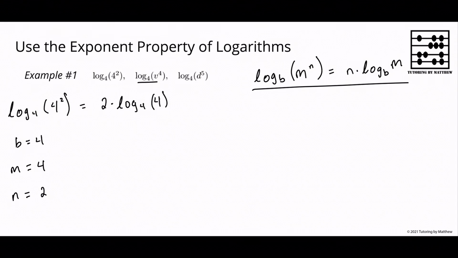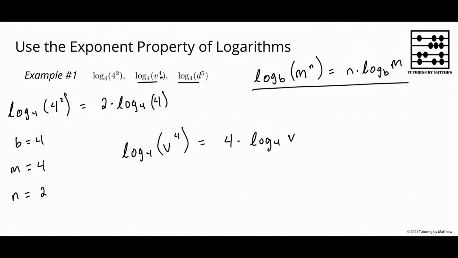The second example, log base 4 again, of v to the 4th is how we say that. And we have, again, b is 4, the base, and it's v to the 4th. So you can use these letters if you want, but I'm just going to bring down the 4. That's what we know to do. The n comes down in front. In this case, the 4 in v to the 4th comes down. So log base 4 of v to the 4th is equal to 4 times the log base 4 of v. And that's the answer.